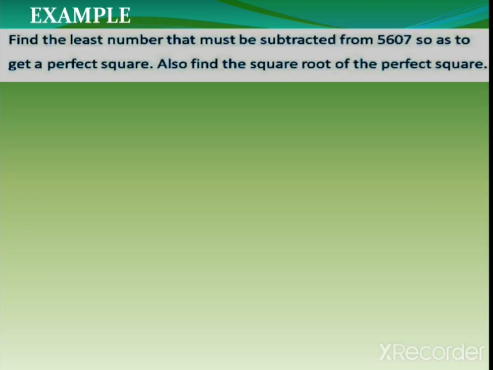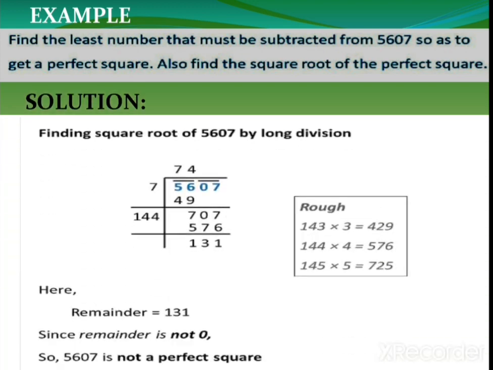Now, if I ask you to find the least number that must be subtracted from this so that you get a perfect square, and also find the square root of that perfect square, what will you do? First of all, you do the square root by the division method. What do you observe over here? 131, which is a remainder, not 0. This shows that the given number is not a perfect square.